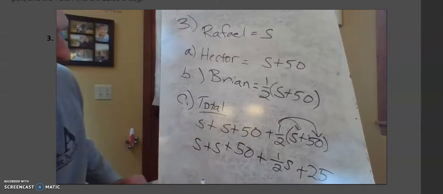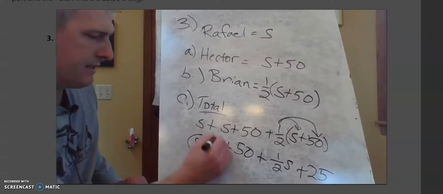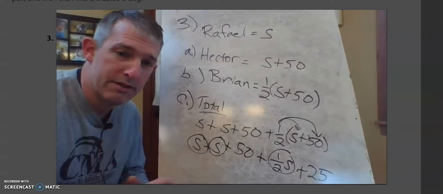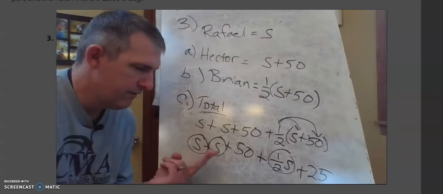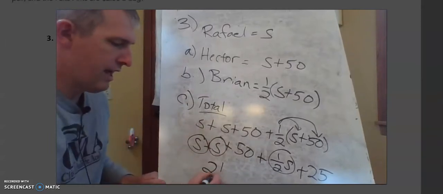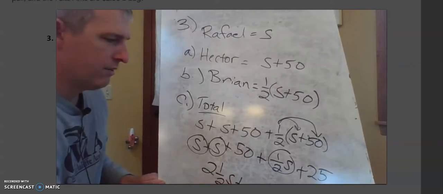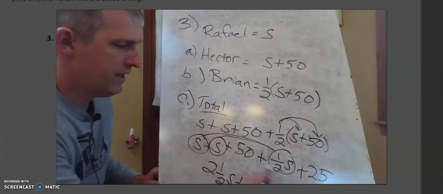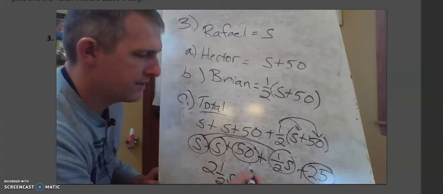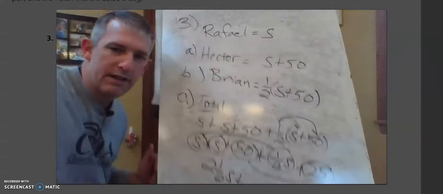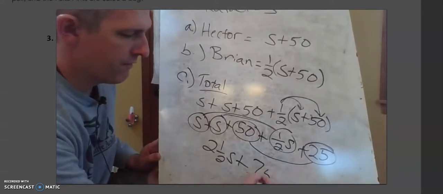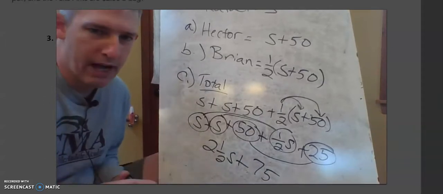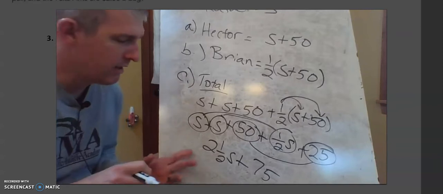Now I'm going to combine like terms again. I see that S, S, and 1/2 S all have the same variable, so I'm going to add them together: 1, 2, and 1/2, so 2.5 S. Plus, I've got a 50 and I've got a 25. Those are like terms because they don't have variables. So 50 plus 25 is 75. So that's my expression: 2.5 S plus 75. That's all three together.